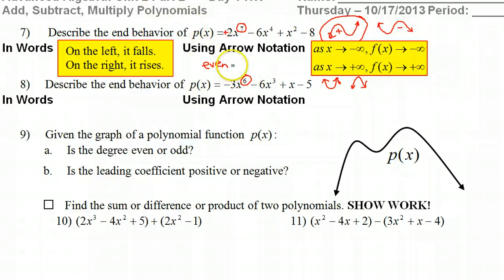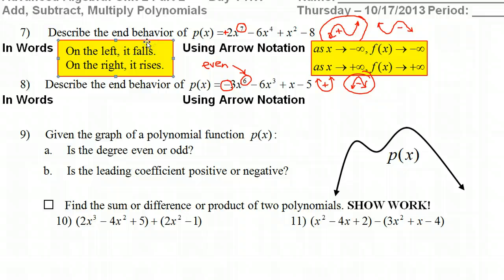Now because it is a negative leading coefficient, we know we should be looking at the upside down version. Okay, that's the negative version. All right, this is the positive version. So we'll look at the negative version. In other words, on the left it falls and on the right it falls.